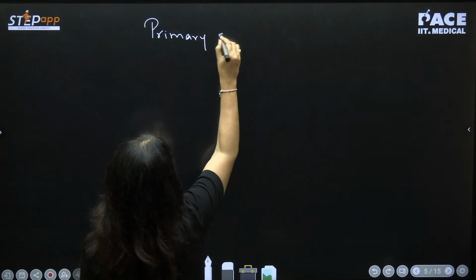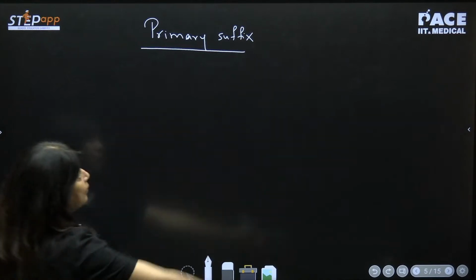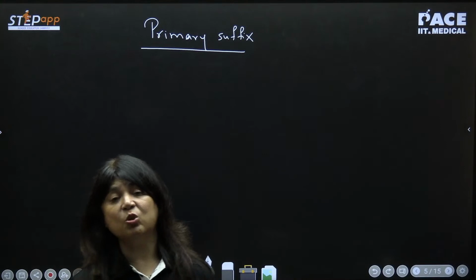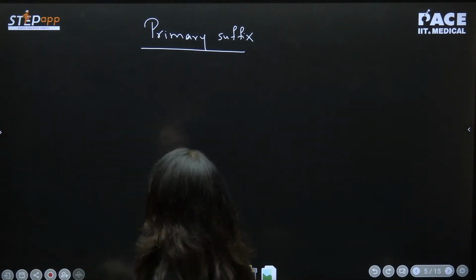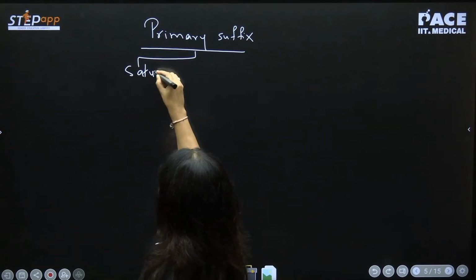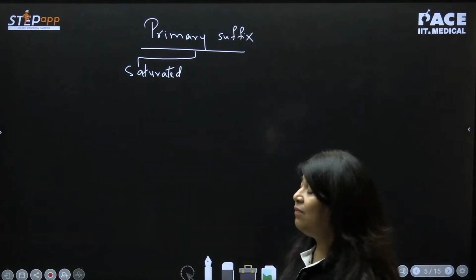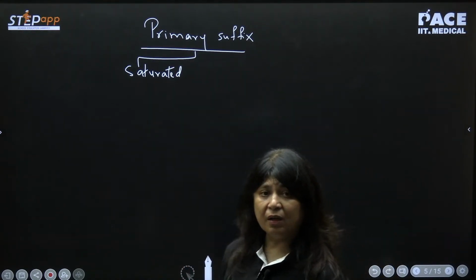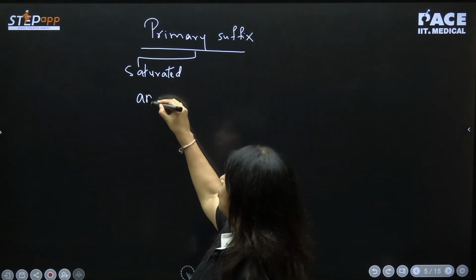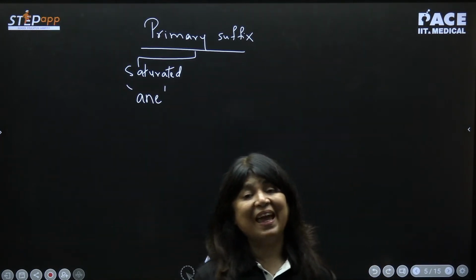Now what is this term primary suffix? As I've already told you, primary suffix tells you whether your organic compound is saturated or unsaturated. If your organic compound is saturated, that means if there are no carbon-carbon double or triple bonds in the molecule, then we classify the compound to be saturated. A saturated organic compound will always have a primary suffix of "ane".